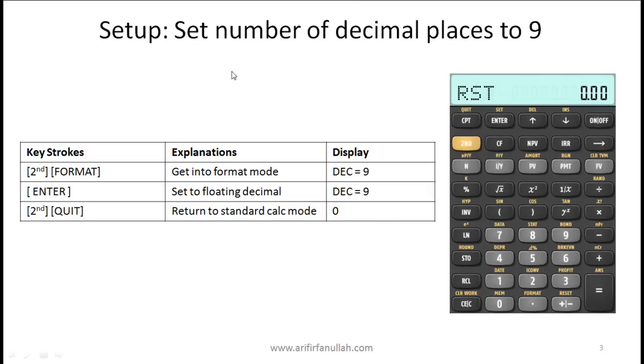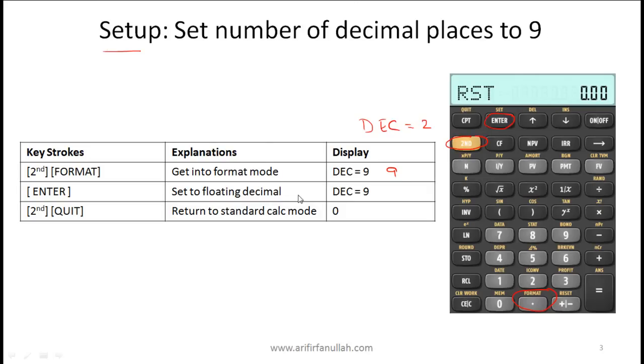Let's start with some basic setup. If you've not done so already, what you need to do is set your calculator so that it's on decimal places equal to 9. The way you do this is press second and then the format button, which is right here. And then, if you've not done this before, you will probably see decimal equal to 2. Change that to 9. So set decimal equal to 9. So you enter 9 and then you hit the enter button.